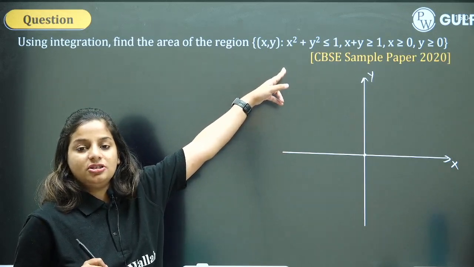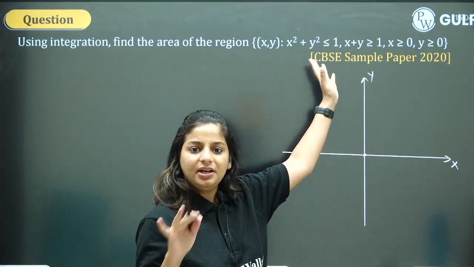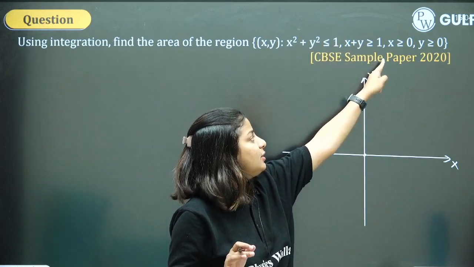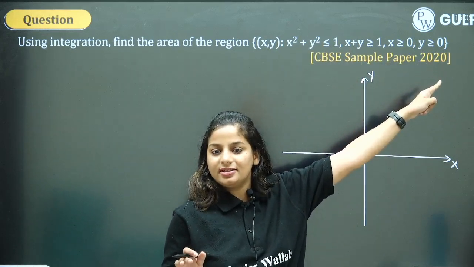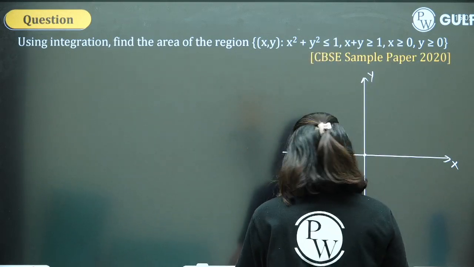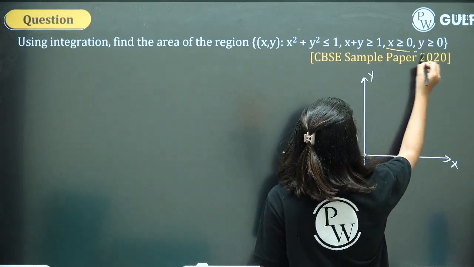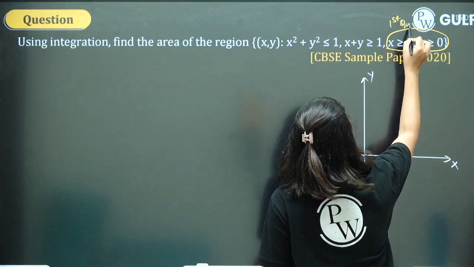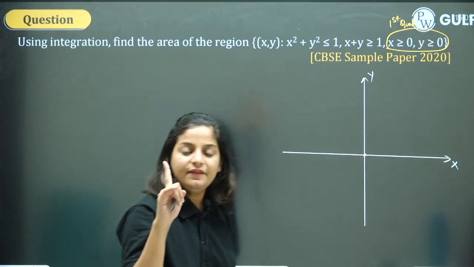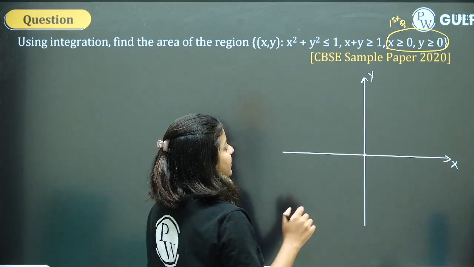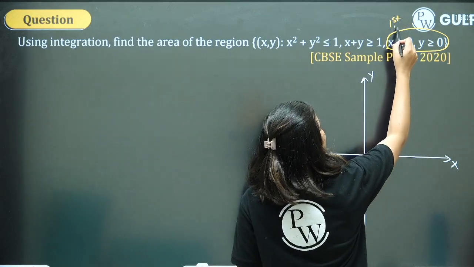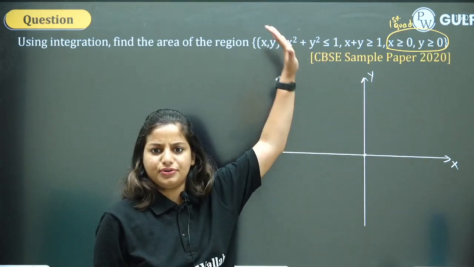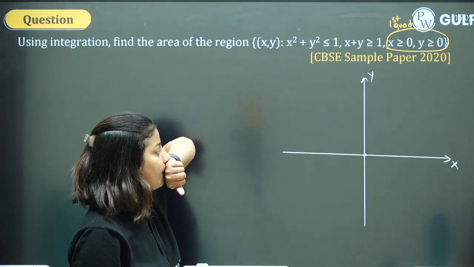Whenever such a question comes and you can't understand anything, separate it. x square plus y square less than or equal to 1, x plus y greater than or equal to 1, x greater than or equal to 0, y greater than or equal to 0. They have lovingly told us here that x and y are both greater than 0. Where are x and y both positive? Only in the first quadrant, isn't it? First quadrant. Both x and y positive.